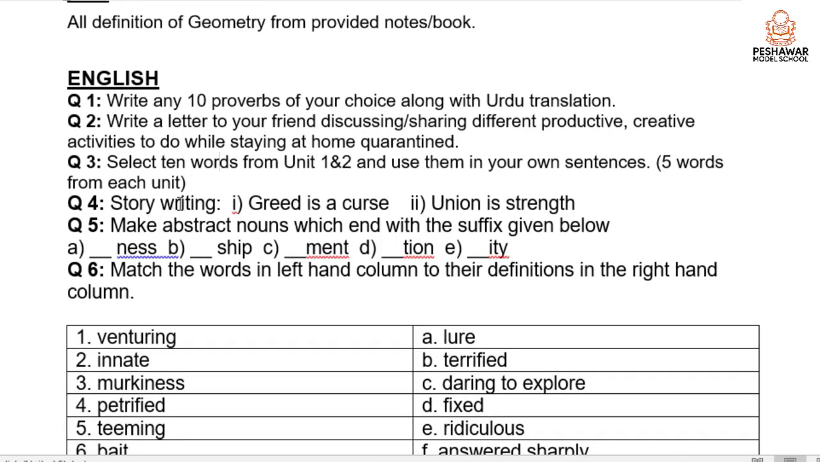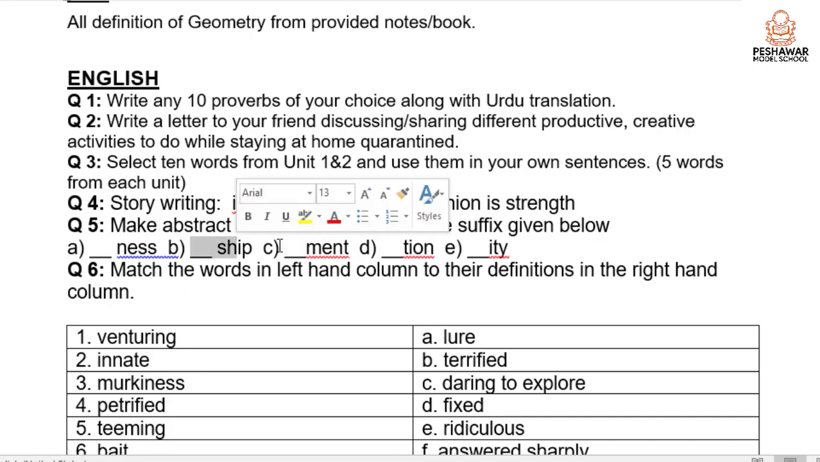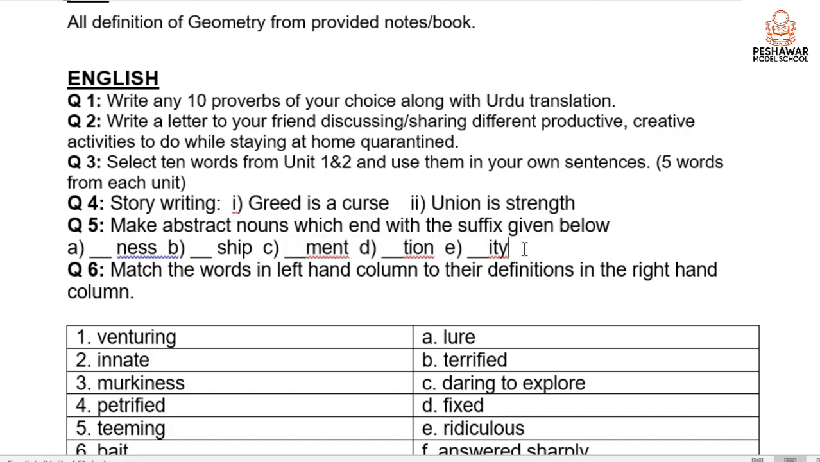Question number 4 is, you have to write stories. You have to write on greed is a curse or union is strength. You have to write stories on that. Very self-explanatory. Question number 5 is, make abstract nouns which end with the suffixes given below: ness, ship, ment, tion, t. So you can use Google to find the abstract nouns and you can fill these spaces.